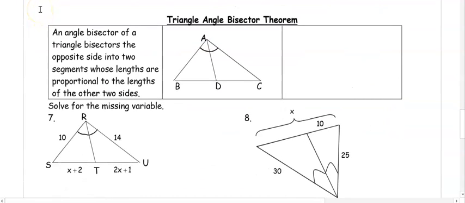The last proportional theorem then is the triangle angle bisector theorem. So an angle bisector of a triangle divides the opposite side into 2 segments which are proportional to the lengths of the other sides. So if we are taking our angle bisector here, these 2 sides are being split. So the side that is on the same side of the triangle is going to go in a ratio together. So we have BD over BA equals CD over CA.